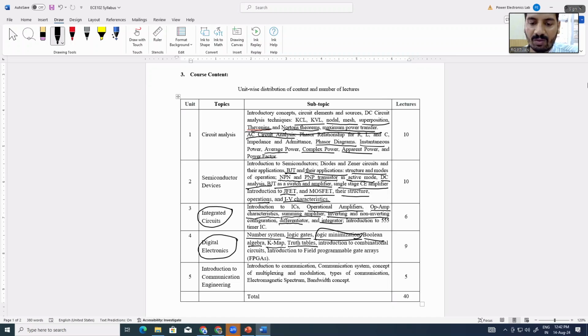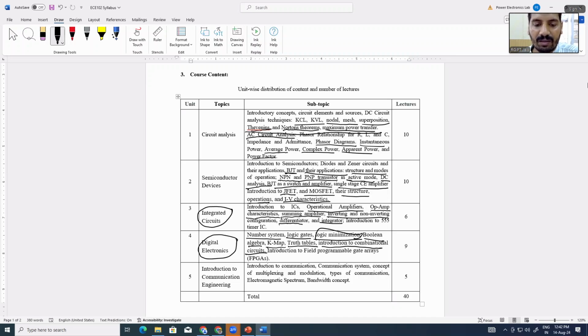Then introduction to combinational circuits. Combinational circuits are basically formed by using logic gates, basic logic gates or advanced logic gates. So by using these logic gates, if you design any circuit, that is called a combinational logic, or combinational circuits.